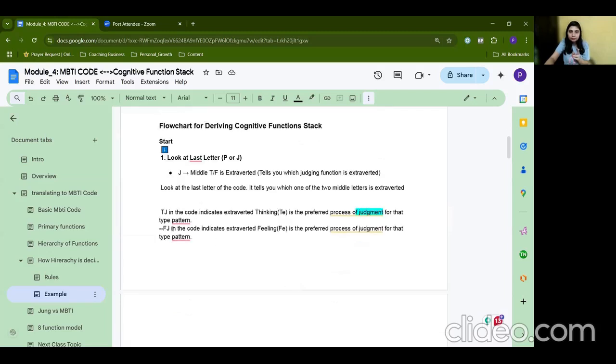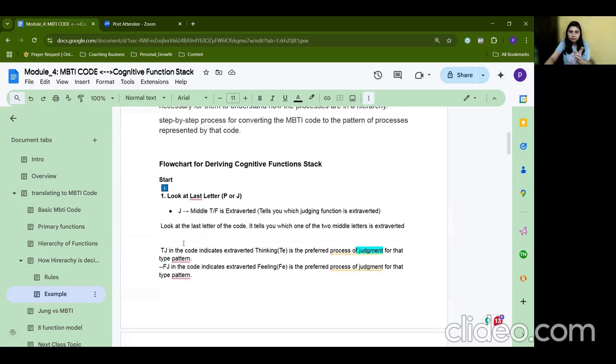So if you have TJ in the code, it indicates extroverted thinking is the preferred process of judgment. Now we are just discussing J. If you have J as the last letter, then you look at your judging function, T versus F. If it's a TJ, then you have extroverted thinking as your preferred process of judgment, or if it's FJ, then extroverted feeling is the preferred process of judgment.